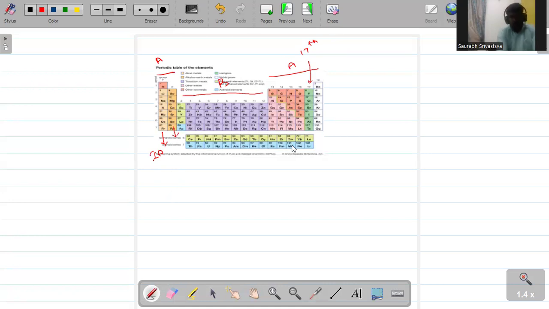Yes, noble gases are also non-metals. Even noble gas we call a non-metal.